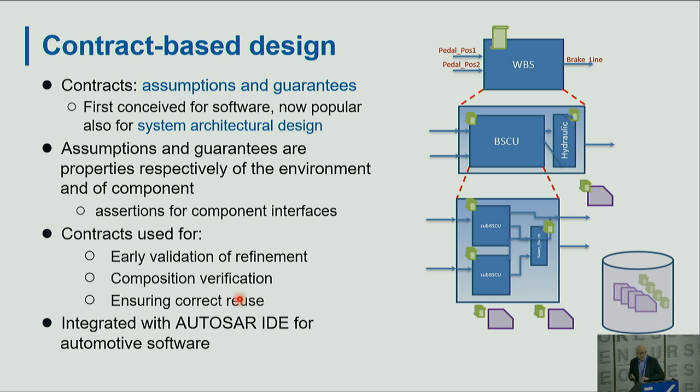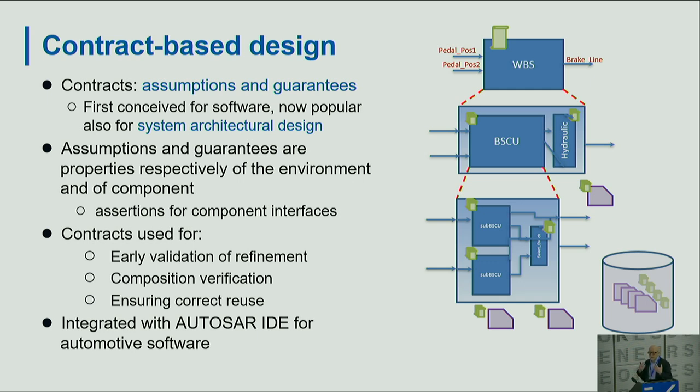So let's start off with contract-based design. Contract-based design is a set of deductive techniques that tries to show that a certain system has been properly developed, in particular by attaching contracts to each of the components of the system. And the idea is that these green things here describe what the components should do under the assumption that its environment will respect certain properties. And this contract-based approach can be used to carry out early validation of the refinement steps, to ensure that the component reuse is correct, and also to verify the composition.